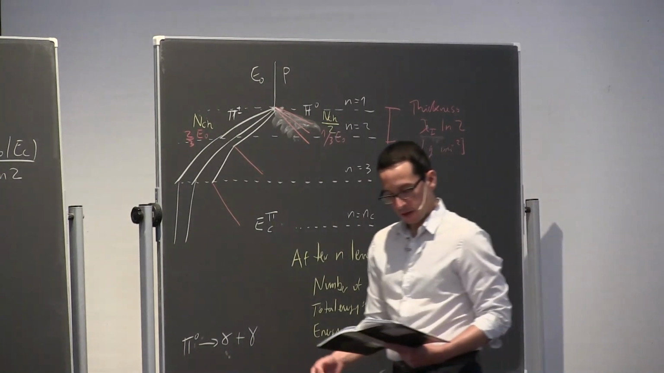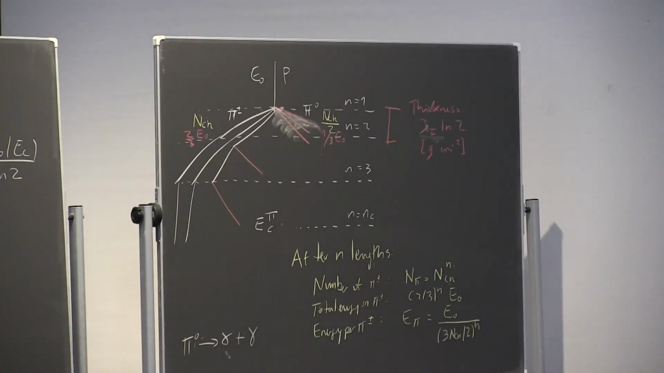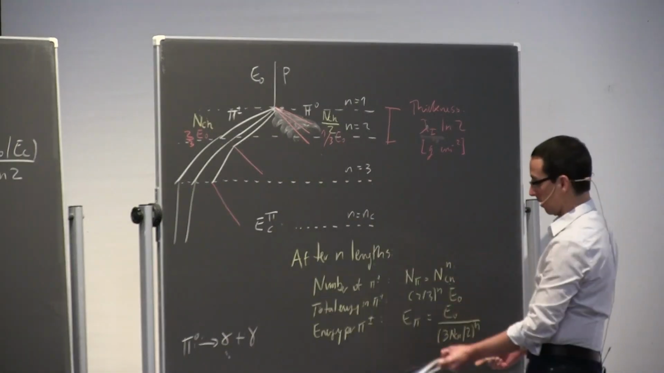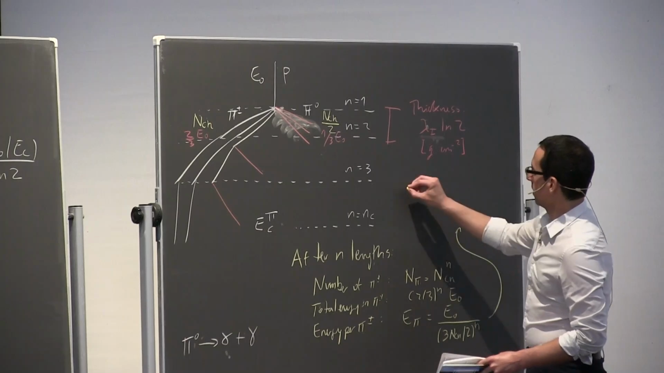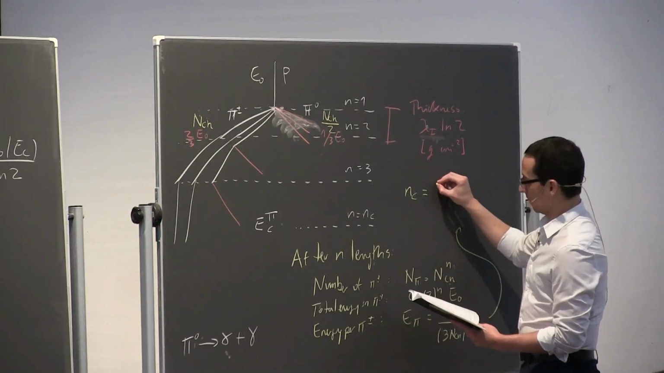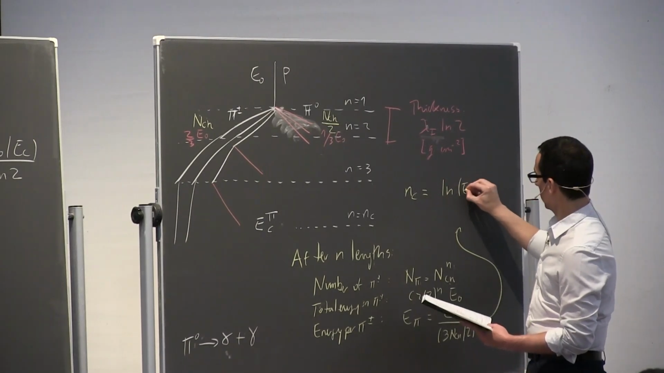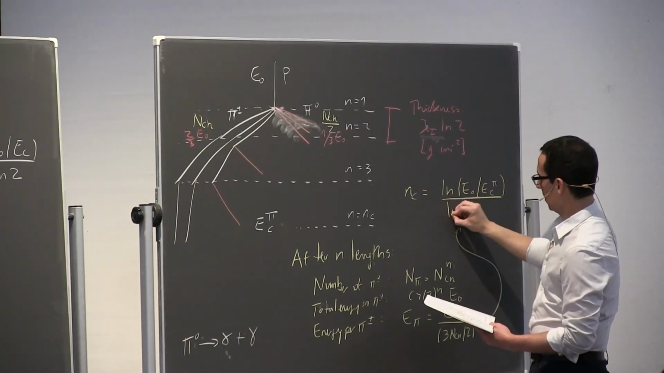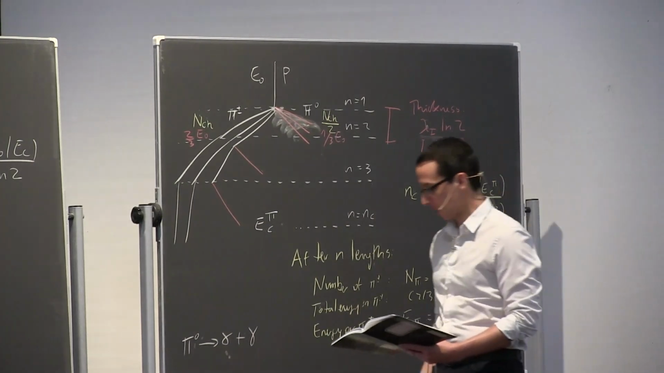Okay, so we can do a calculation similar to this one and find the number of splittings that we will need to reach the condition where each pion has on average this energy. You can do it yourselves. I'm just going to write the result. So it's this one: E0 over the critical pion energy, divided by this quantity. I just follow the same logic as I did for the photons.